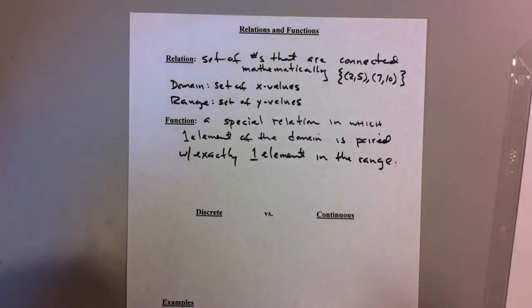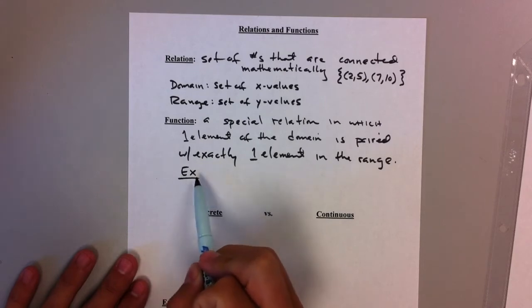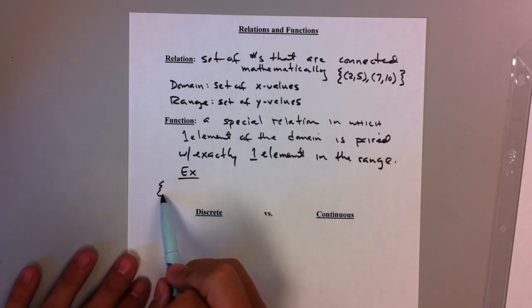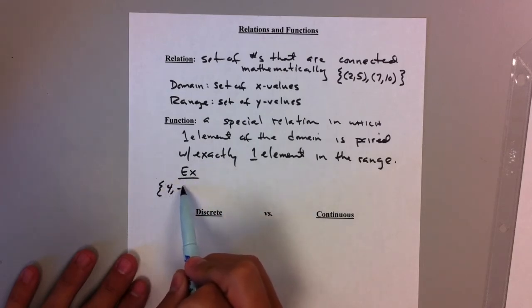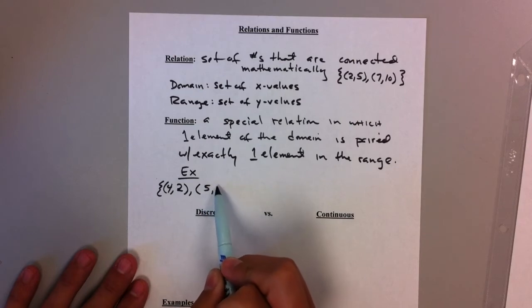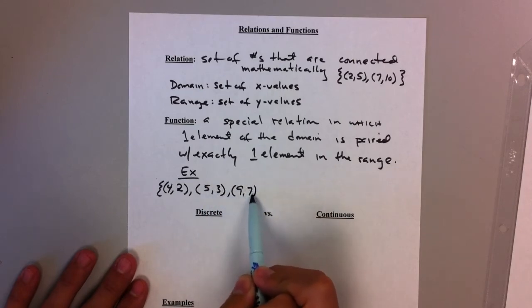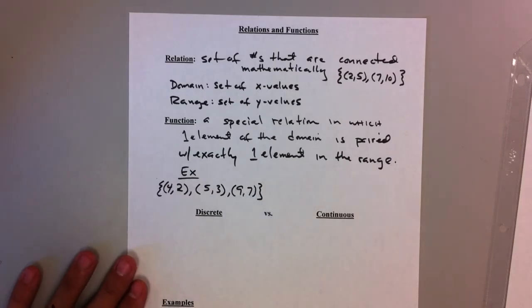Let's just do an example here. So here's an example of a function. You'd have a list of (4, 2), (5, 3), (9, 7). Okay, that would be a function right there. Versus one that's not a function.